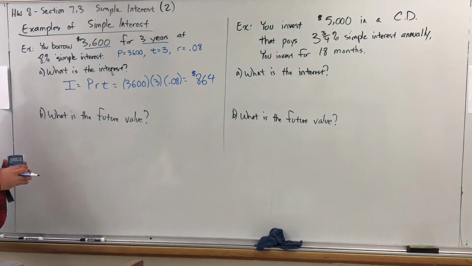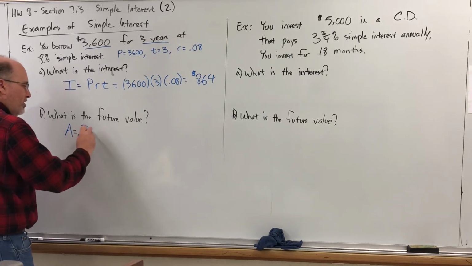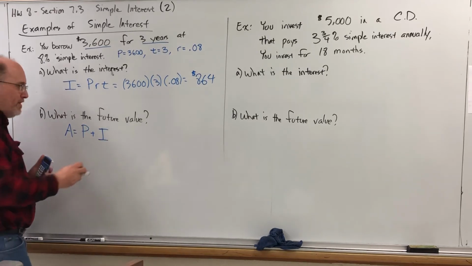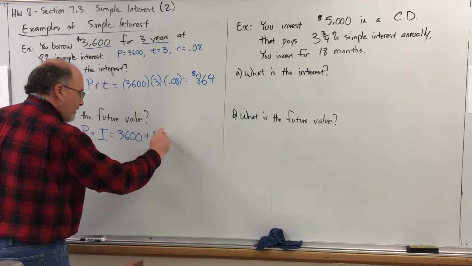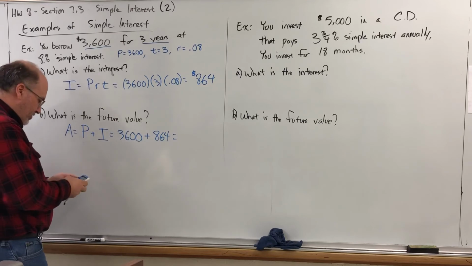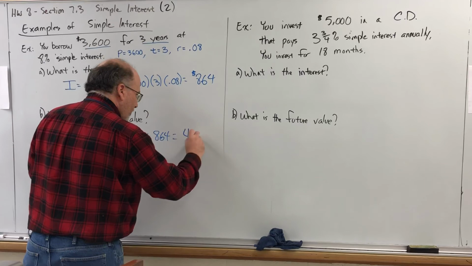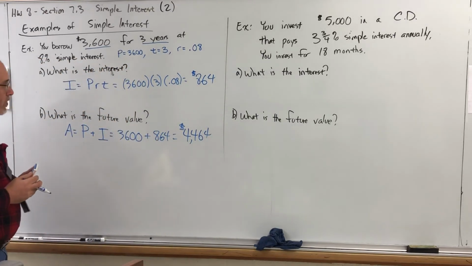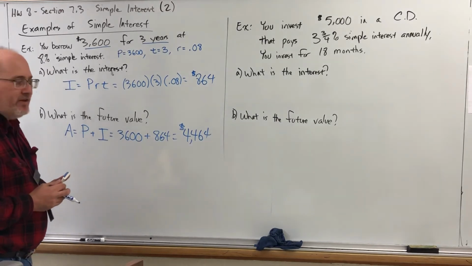So what's the future value? Well, the future value is just how much you borrowed, the principal, plus the extra interest you have to pay for the privilege of borrowing that money. So 3,600 plus 864, and it looks like it's going to be, can't believe I'm using a calculator for this, $4,464. So that's how much you owe for borrowing this money for 3 years. Now, do you pay it all off at the end, or how do you pay it off? Well, we'll talk about that in a future video.